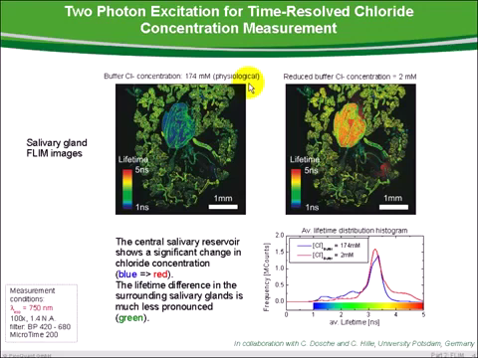At the left side, a physiological buffer chloride concentration was applied. The salivary reservoir in the center shows a relatively low fluorescence lifetime. After this measurement, the chloride concentration inside the buffer was reduced to 2 millimolar. The reduction leads to a strong change in lifetime of the salivary reservoir, indicating a chloride concentration below 50 millimolar. However, the chloride concentration in the surrounding glands stays nearly unchanged.